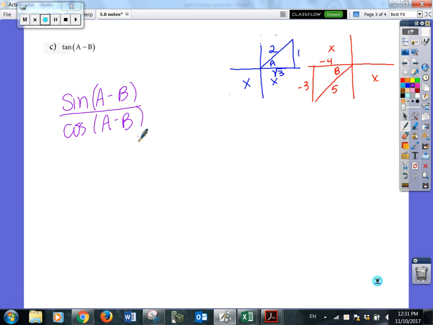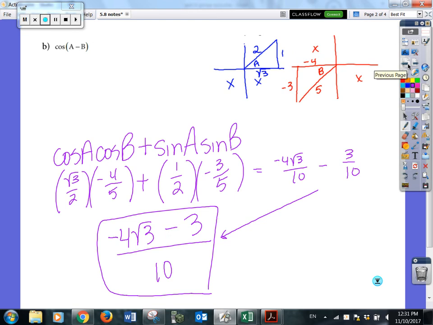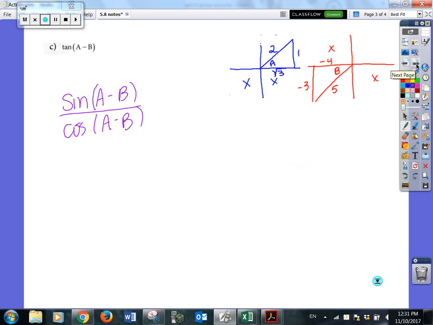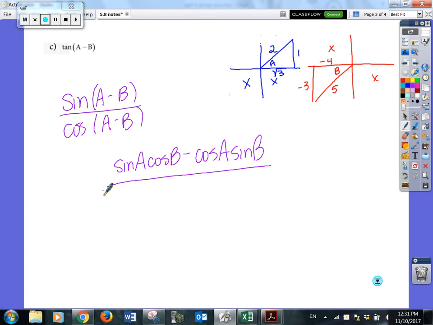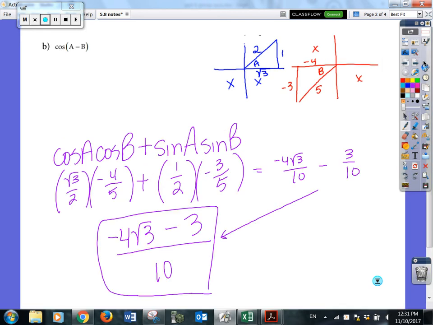That's not correct either. Now, we just found cosine of A minus B, correct? So we don't have to do all of that again. We just found it. That was this problem right here, letter B. So we can use that in our problem. What we do need to find is the numerator. So sine A, cosine B, cosine A, sine B, and again, over what we just found.